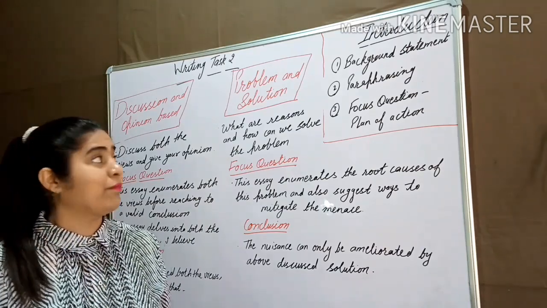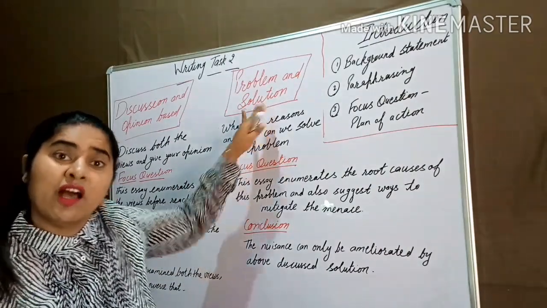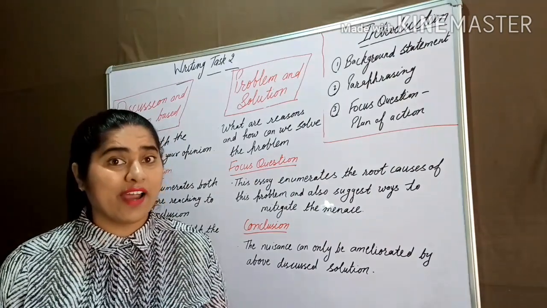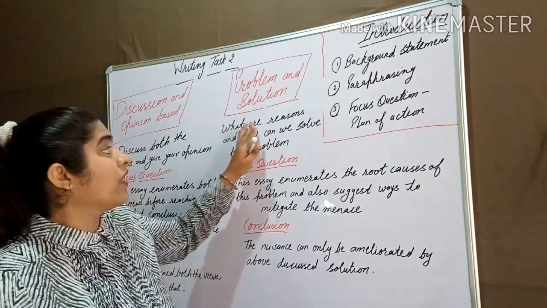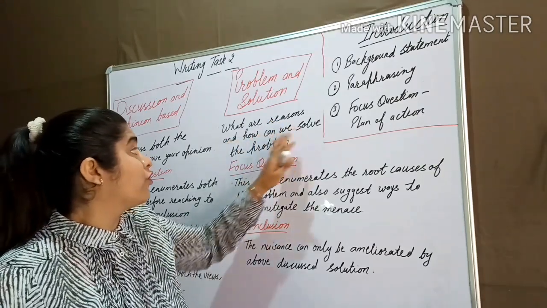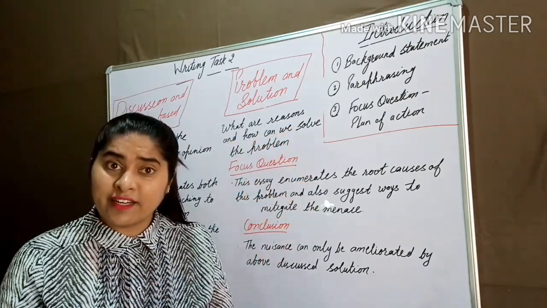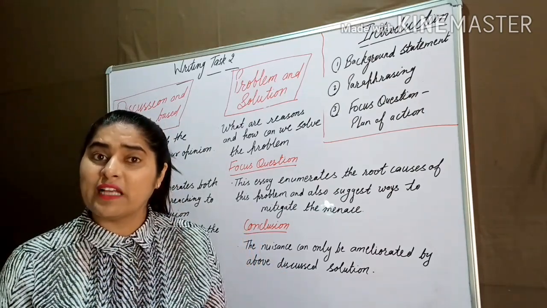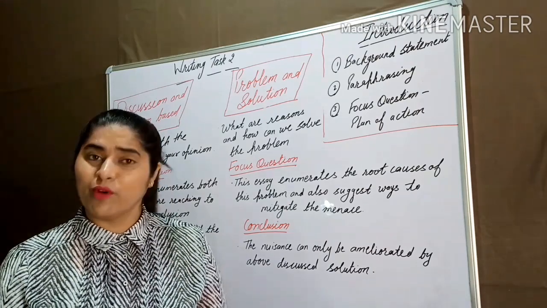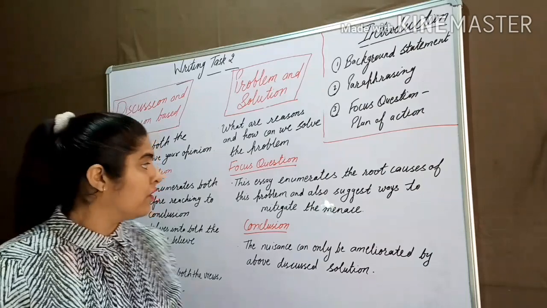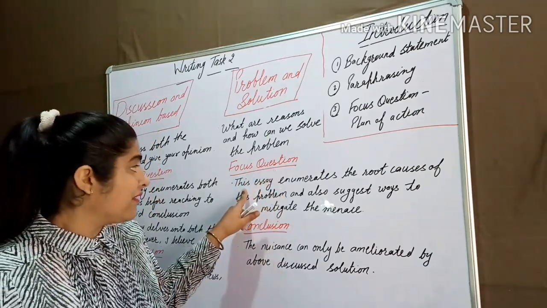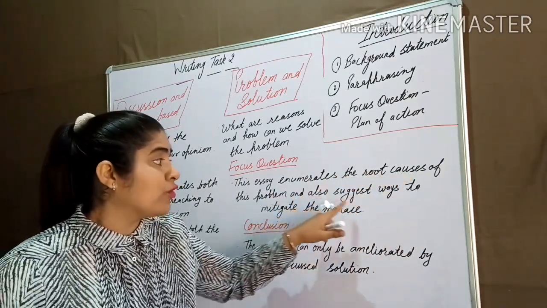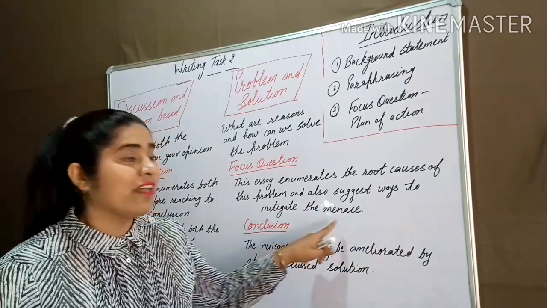Our fourth question type is problem and solution. How will you understand that our question is problem and solution based? If in your IELTS question it is mentioned what are the reasons and how can we solve the problem, this means in our writing we will have to mention the reasons for the problem, then we will have to mention the steps to solve it. So what would be a focus question? The focus question would be: this essay enumerates root causes of the problem and also suggests ways to mitigate the menace.